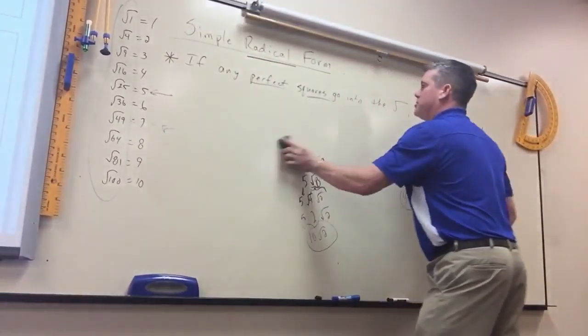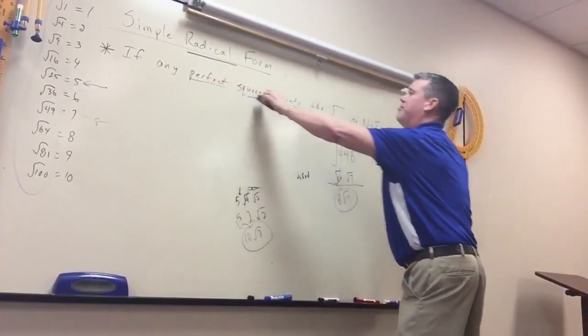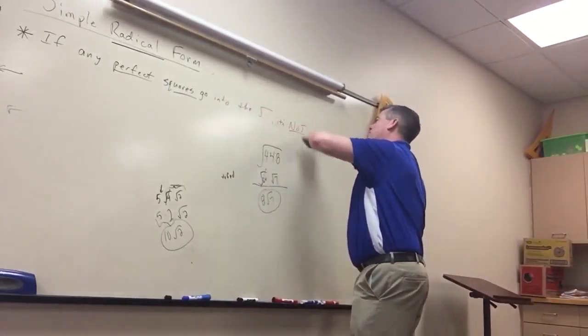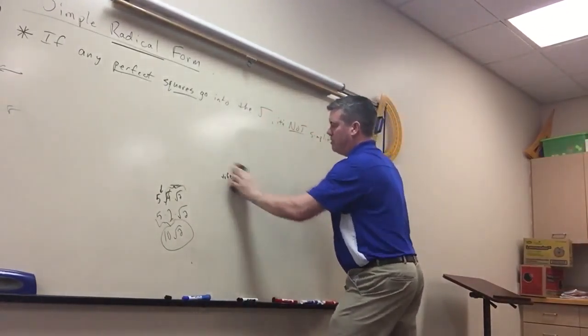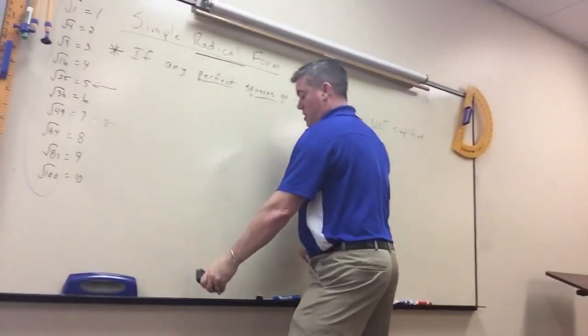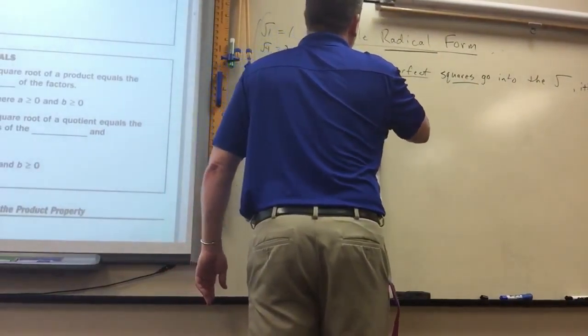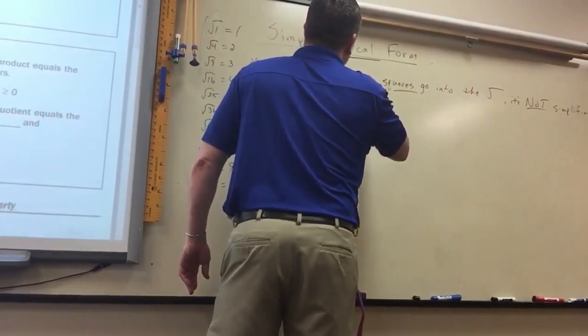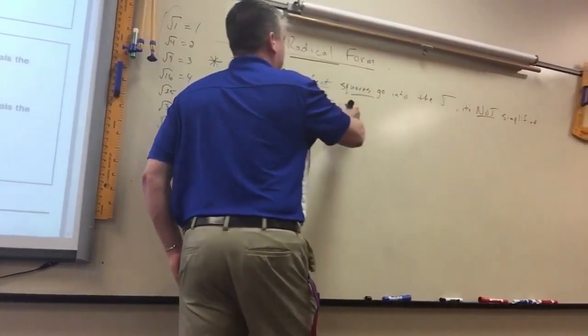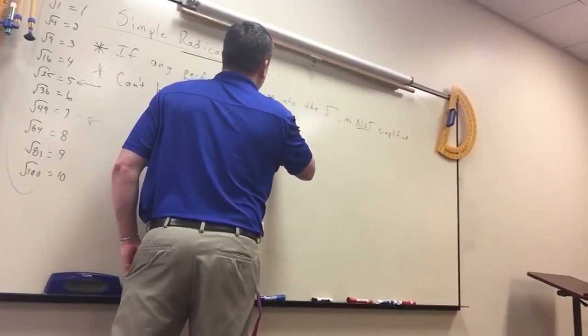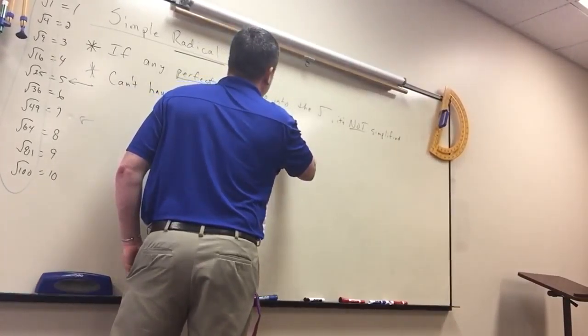So, that's one thing for simplifying. If any perfect squares go into the radical, it's not simplified. And then the second part is you can't have any radicals in the denominator of a fraction.